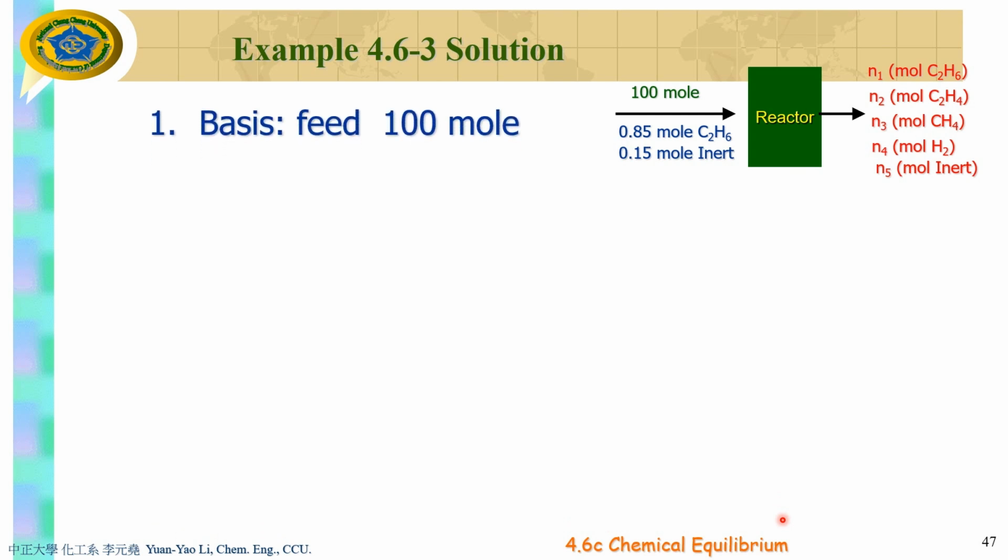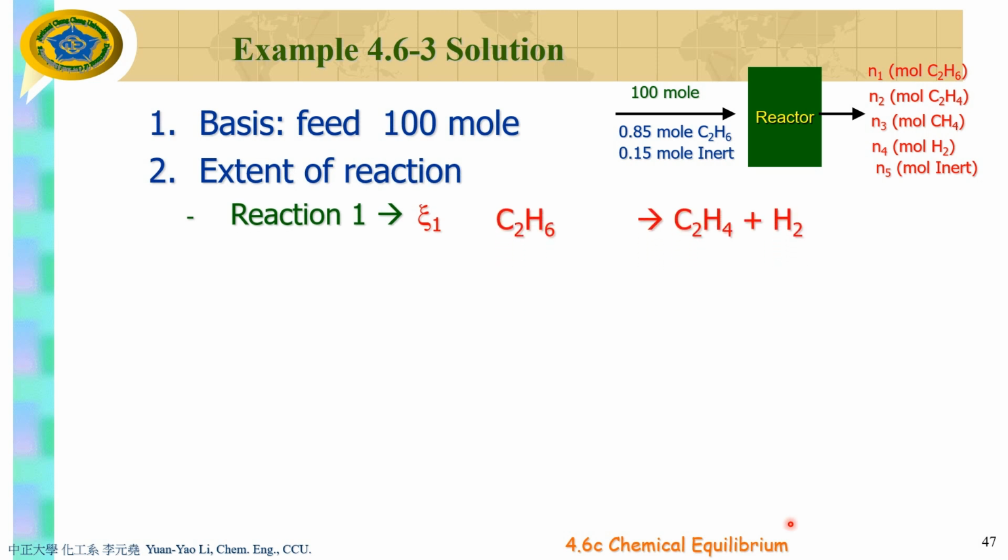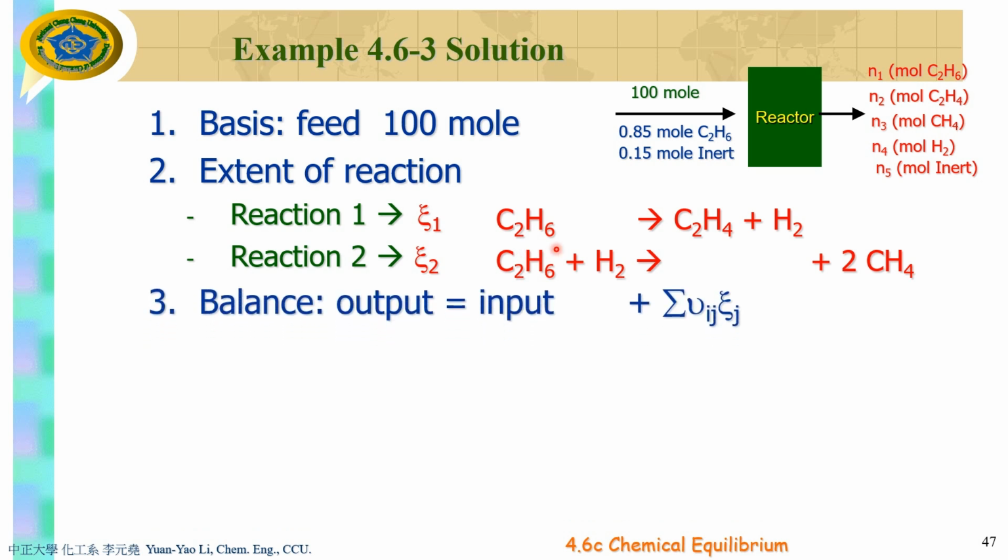N5 is actually equal to the inert input, so don't worry about this. The solution is that if you use the extent of reaction method, the final product equals the input plus the summation of nu times Xe. That's what you need to know. Reaction 1 is Xe1, and reaction 2 is Xe2. So again, you start with output equal to input plus nu times Xe.